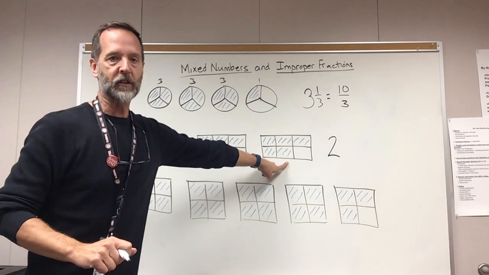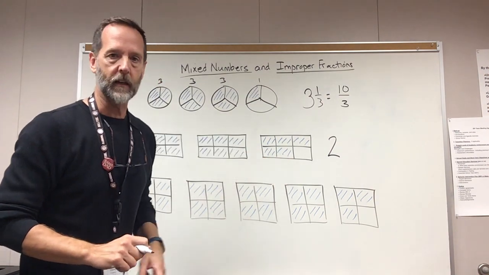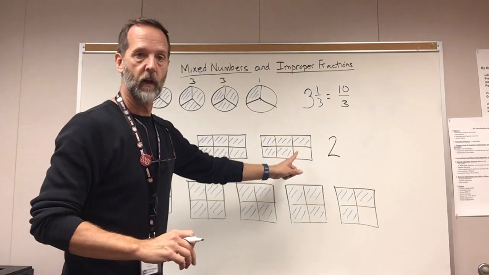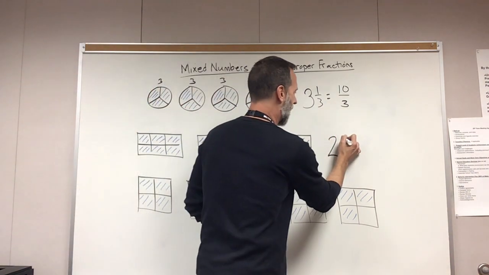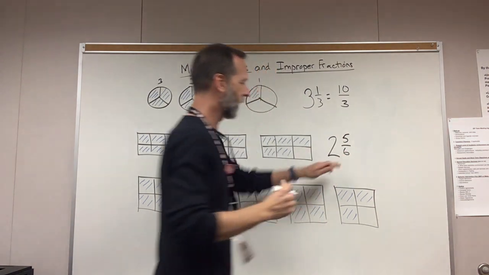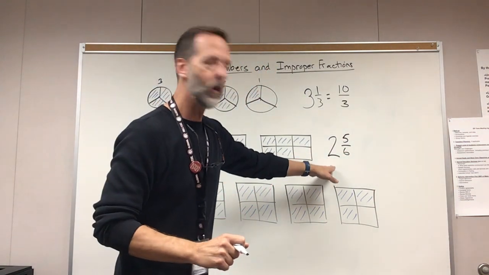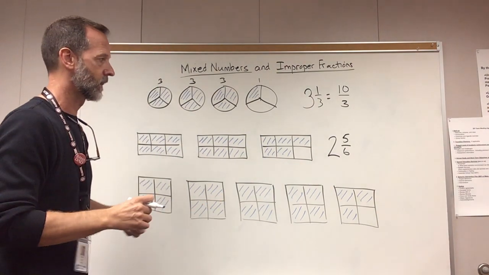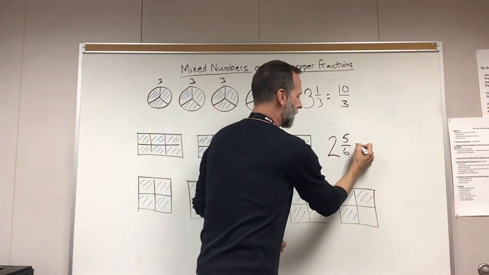Now, what fraction of that last one is shaded? Well, it's got 6 parts total, and 5 are shaded, so it's 5/6. How do I read that number? 2 5/6. It's 2 5/6.